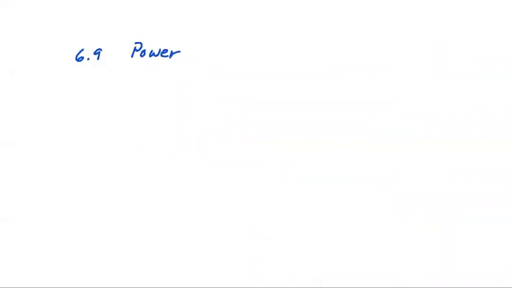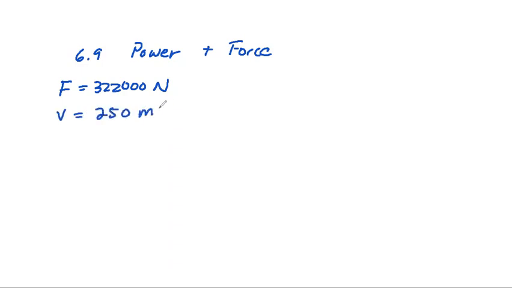Okay, 6.9 is force and power. It says, each of the 4 jet engines on Airbus A380 airliner develops a thrust of 322,000 newtons. So that's your force. When the airplane is flying at 250 meters per second, what horsepower does each develop?